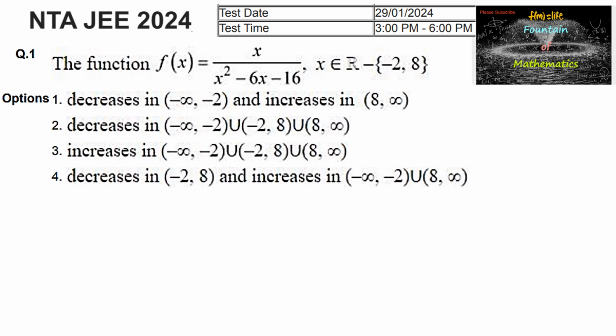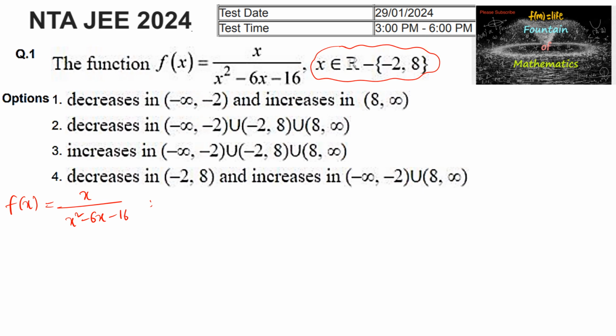The function f of x is equal to x upon x square minus 6x minus 16 for x belongs to R minus {-2, 8}. Whether this function is decreasing or increasing, in what intervals we need to identify.